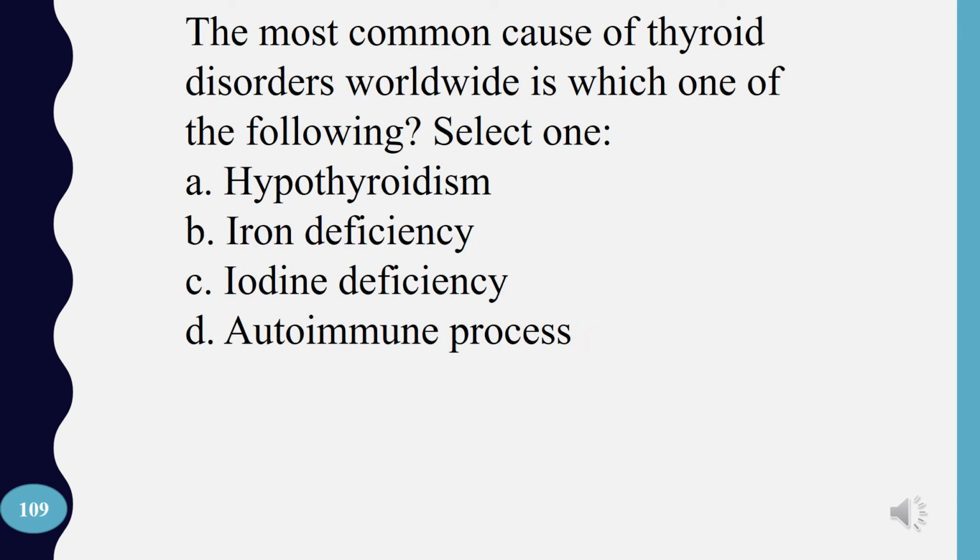The most common cause of thyroid disorders worldwide is which one of the following? A. Hypothyroidism. B. Iron deficiency. C. Iodine deficiency. D. Autoimmune process. The answer is C. Iodine deficiency.